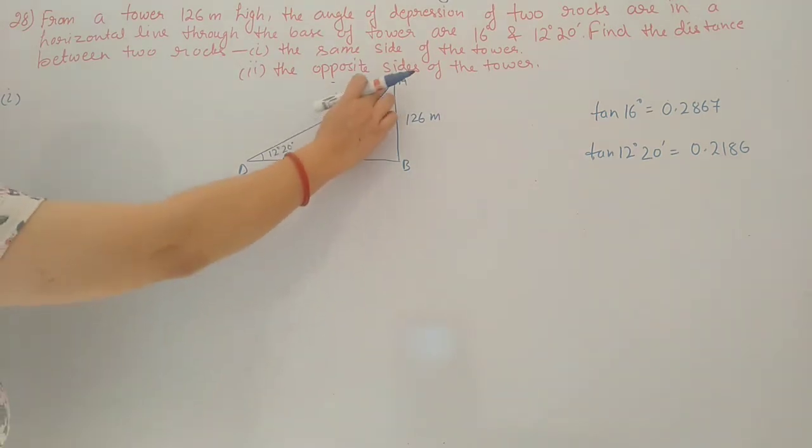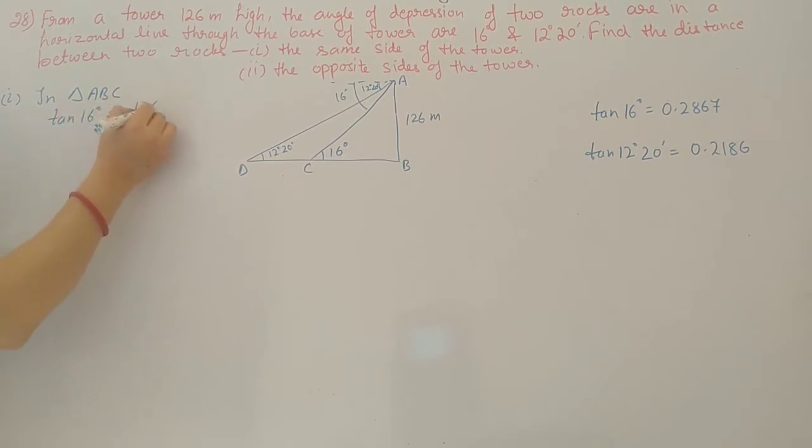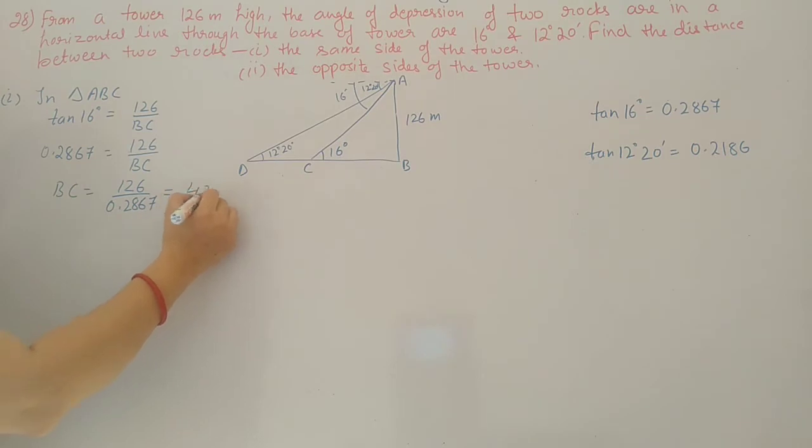So two right angle triangles are there. First we will take triangle ABC. Tan 16 degree is equal to height by base. Base is BC. Tan 16 value you have to check from the table, which is 0.2867, equal to 126 by BC. BC shift this side, so BC will be 126 by 0.2867. Remove the decimal and do the calculation. You will get 439.5 meter. Calculate in one decimal.